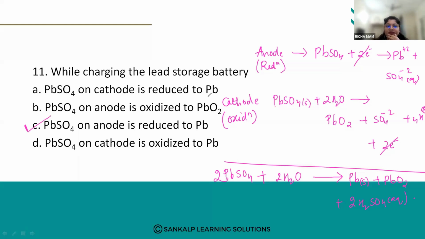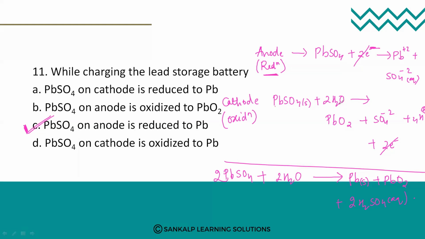Option A, PbSO4 on cathode is reduced to Pb? No. PbSO4 on anode is oxidized to PbO2? No. At anode, your reduction is occurring, so option number C is the correct answer. Understood? You can see the reactions at anode and cathode. At anode, reduction occurs. Reduction means gain of electrons.